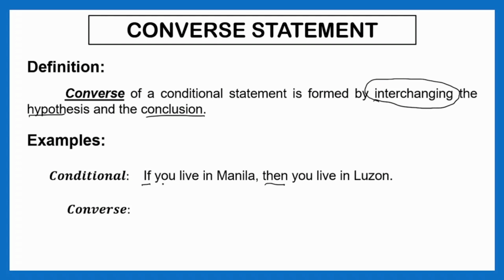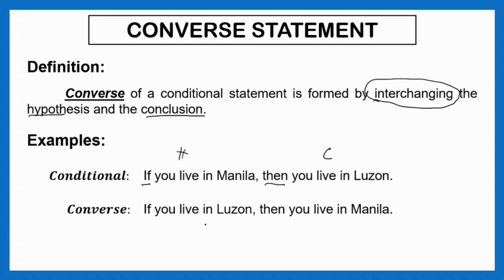Alright? So, ito yung hypothesis, di ba? Ito yung hypothesis, ito yung conclusion. Magpapalit lang yung dalawa. Alright? Ang magiging if ngayon is ito, ang magiging then ngayon is ito. Pero naka-if then pa rin siya. Parang ganito siya. If you live in Luzon. Alright? So, ito na yan, di ba? Ito ay naging if. Ito ay naging hypothesis. Then you live in Manila. Alright? Ito naman, itong hypothesis natin kanina, naging na siyang conclusion. Alright? So, nagbaliktad lang yung dalawa or nag-interchange yung dalawa. So, that's how you deal with converse statement.